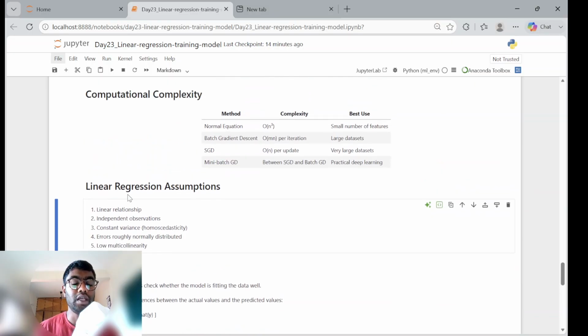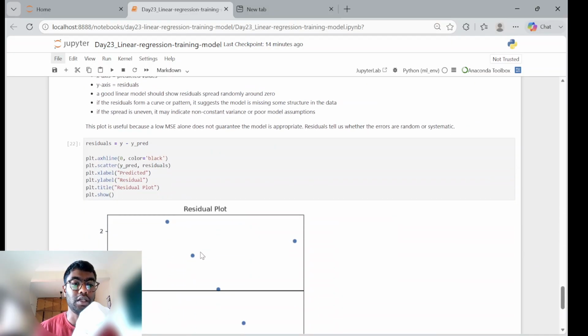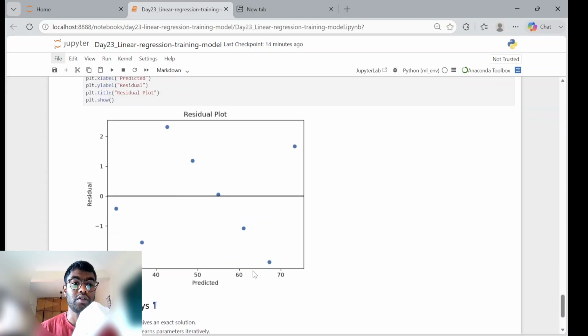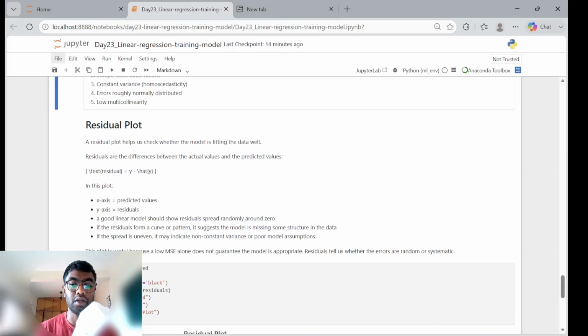And next we have the residual plot. Let's see. This shows the data points that are not predicted well, or the ones that are outside the prediction line. Right. So these were certain topics for today.